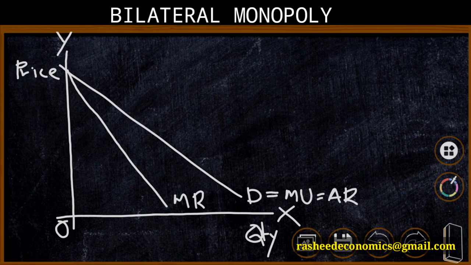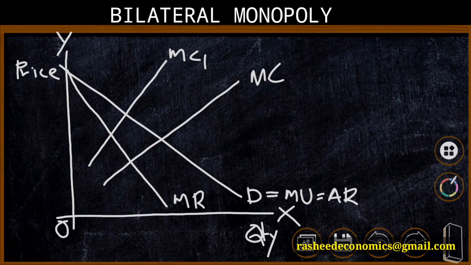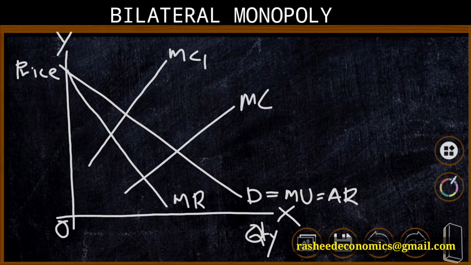We are going to draw two MC curves. First, the MC1 curve. This MC1 curve is the MC curve from the point of view of the monopsonist. Now we are going to plot the second MC curve, that is MC. This is the actual MC curve of the monopolist. There are two possibilities to identify equilibrium in case of bilateral monopoly.